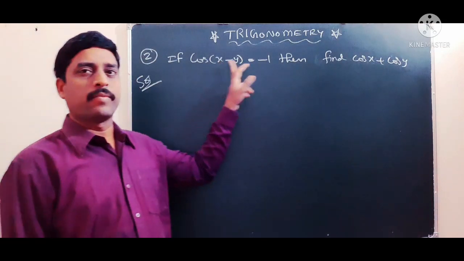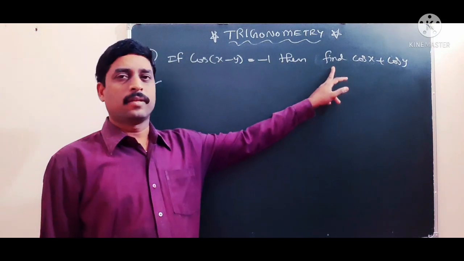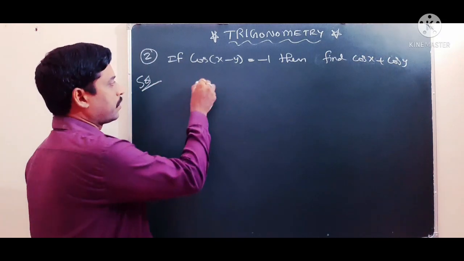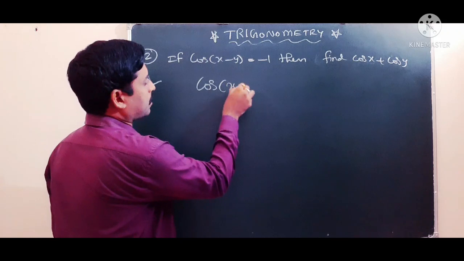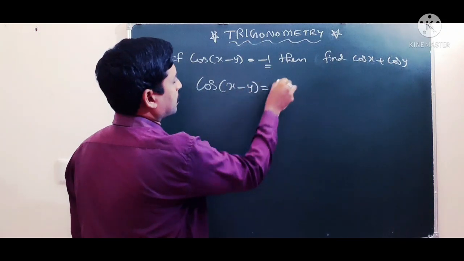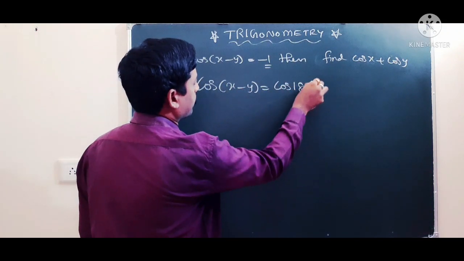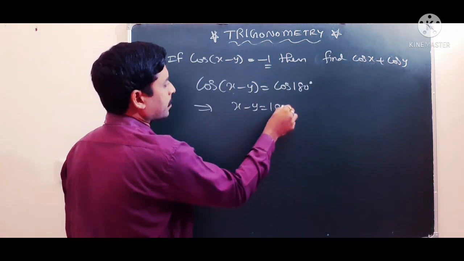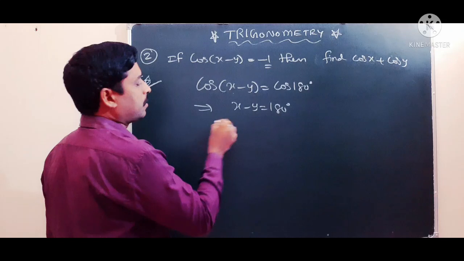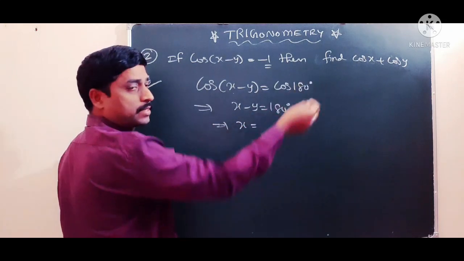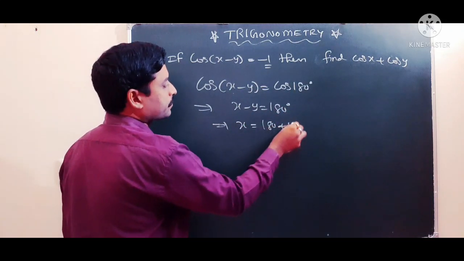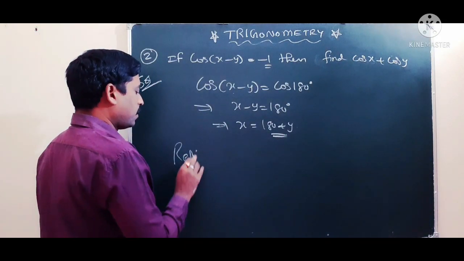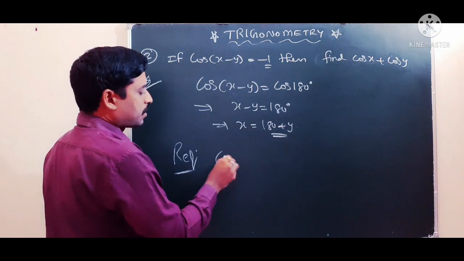Cos of x minus y value given minus 1. Then find out cos x plus cos y. Okay, so what is the given condition? Cos of x minus y equal to minus 1. So minus 1, right? Cos 180. Therefore x minus y equal to 180. Okay, so x is equal to, bring the minus y to the right side, 180 plus y. So what is required? Cos x plus cos y.